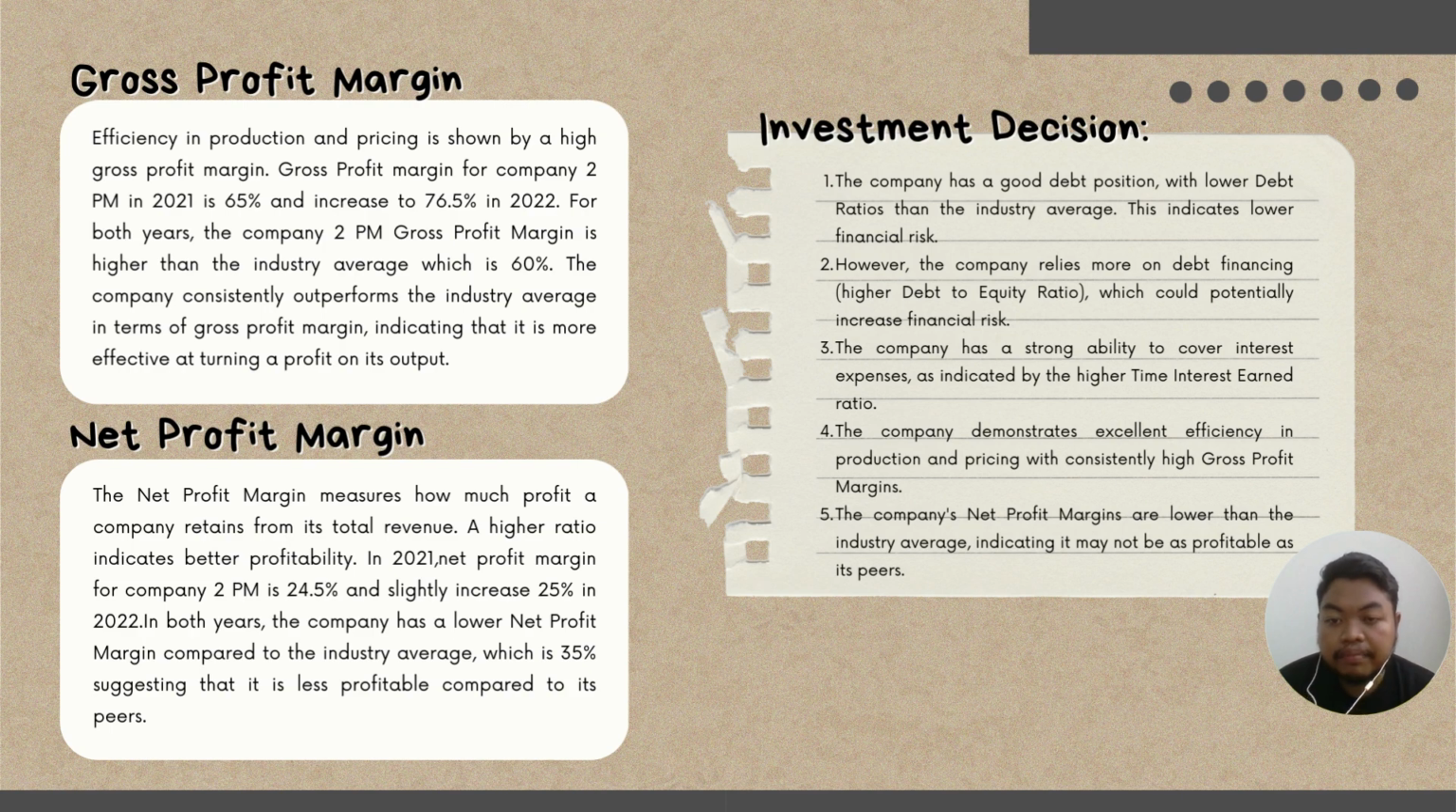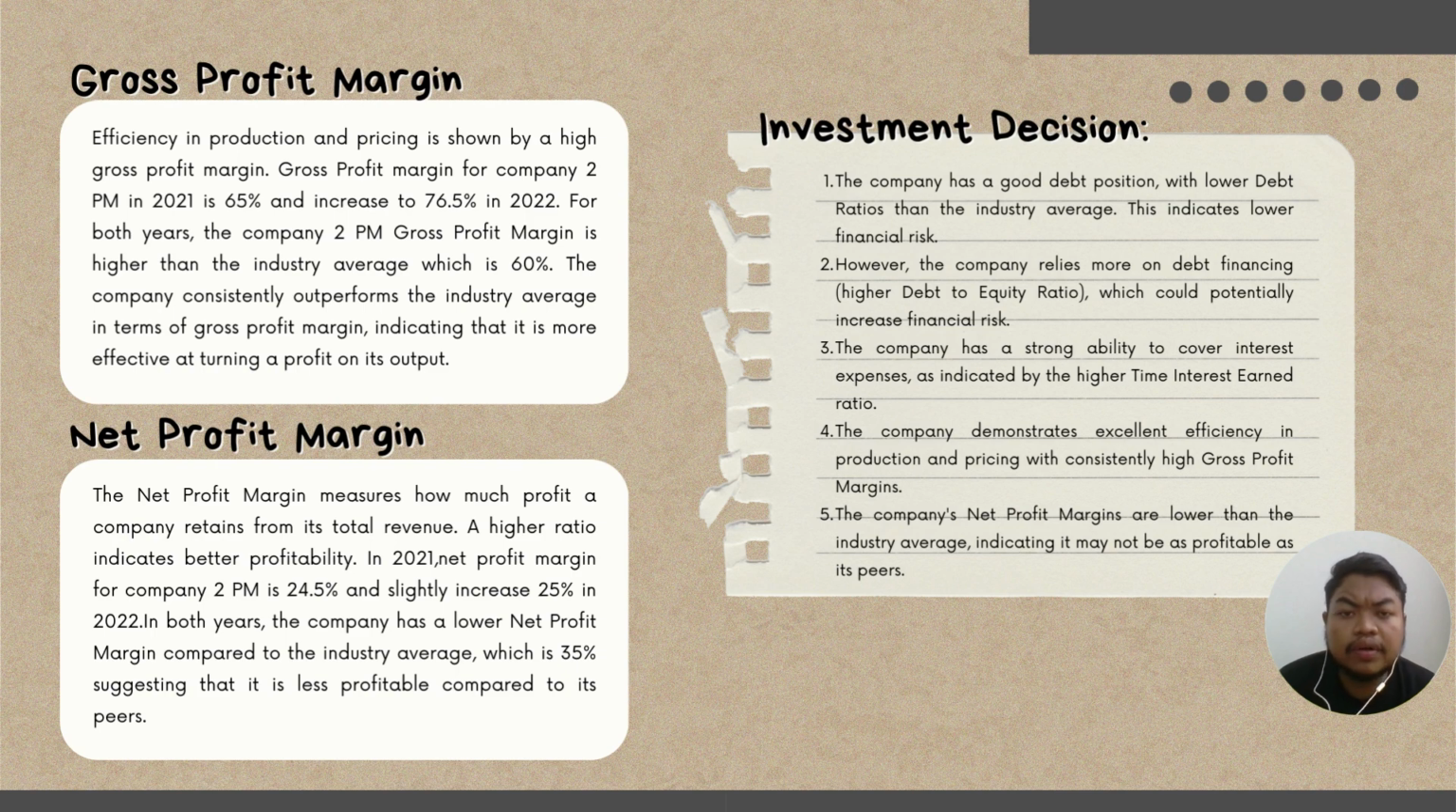Next, net profit margin. The net profit margin measures how much profit a company retains from its total revenue. A higher ratio indicates better profitability. In 2021, net profit margin for company 2PM is 24.5% and slightly increased to 25% in 2022. In both years, the company has a lower net profit margin compared to the industry average, which is 35%, suggesting that it is less profitable compared to its peers.